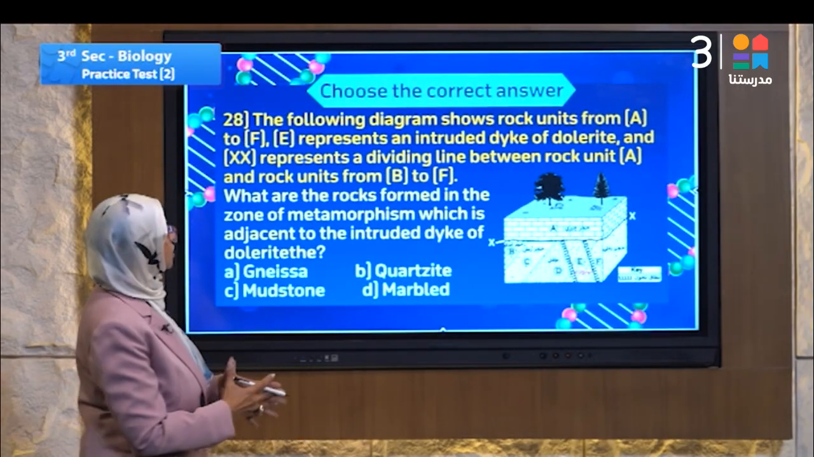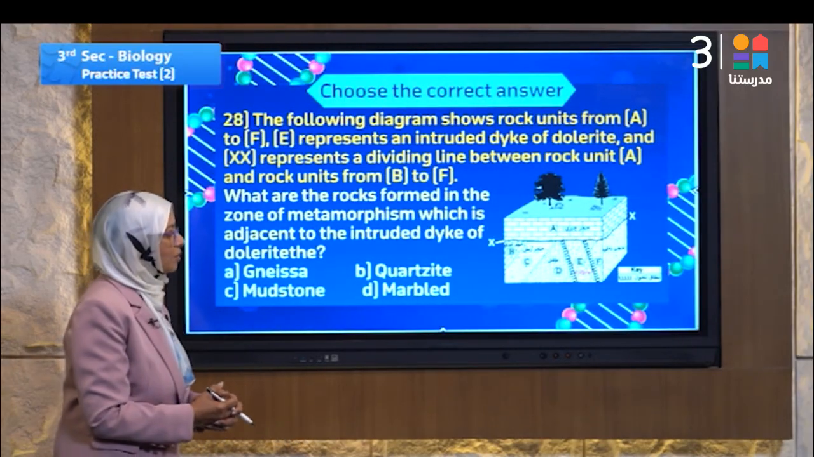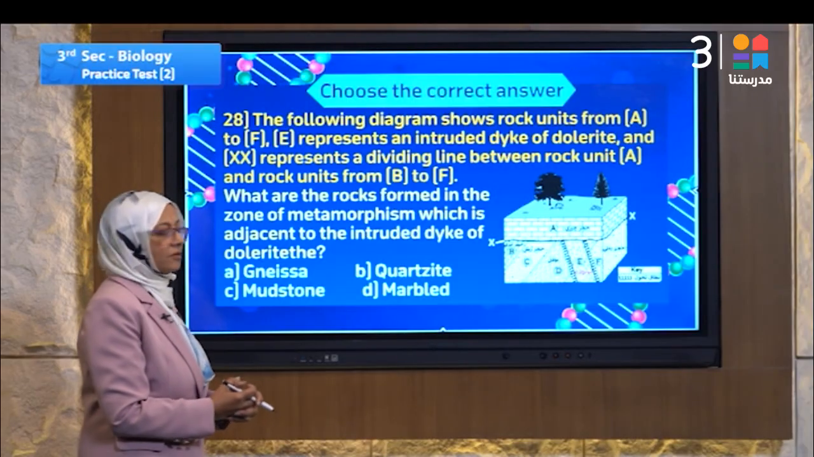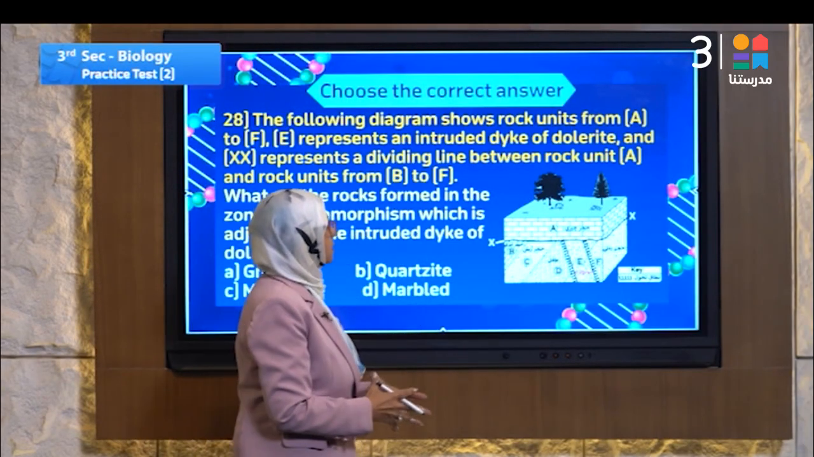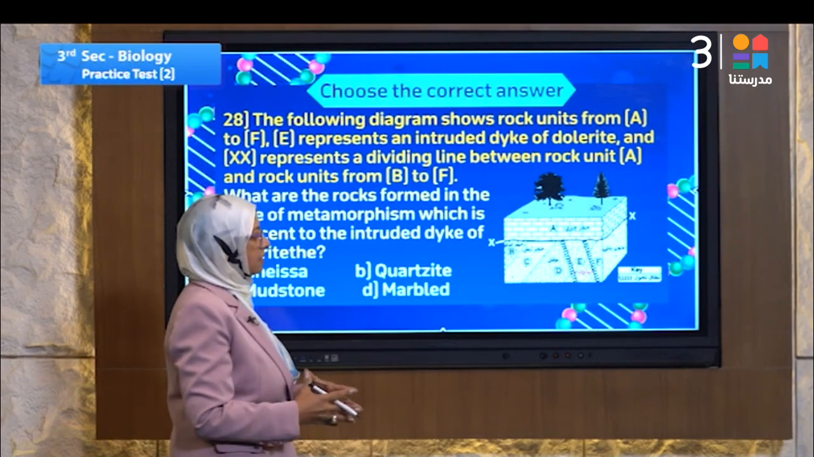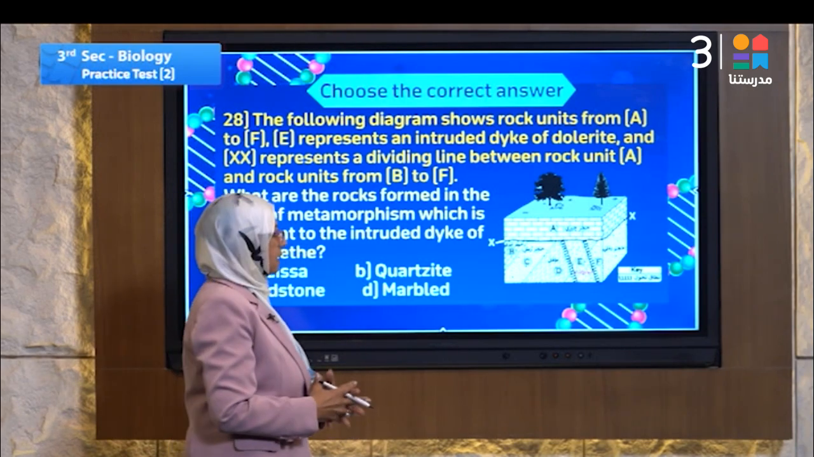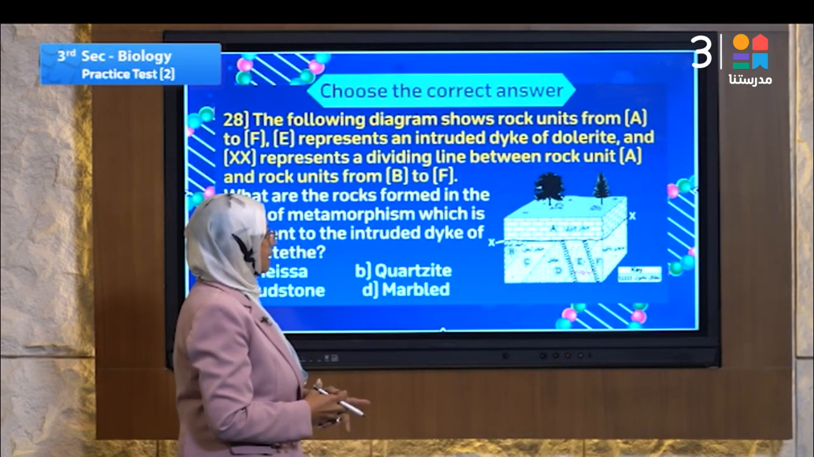It's speaking about it again. Let's go to question number 28. Question number 28 has a figure with more than one part. Sorry, we have it in Arabic, so we will translate it.